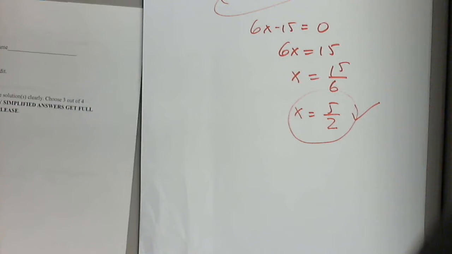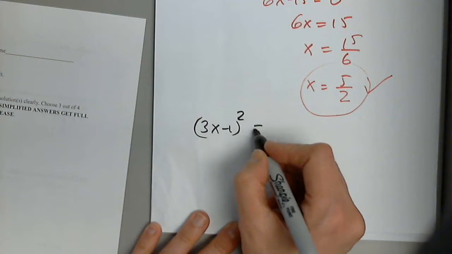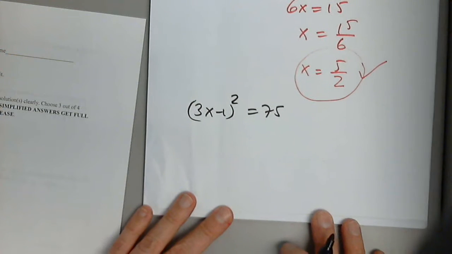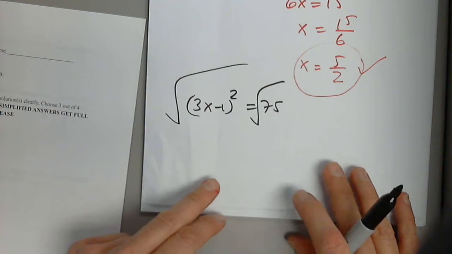Very good. Part B. 3x minus 1 squared equals 75. What type of equation is this? Yes, we have 4 different methods for quadratic equations. Which one applies here? It's already completed. It's already factored, taking square roots. This is set up for taking square roots. The simplest possible method right now is taking square roots.